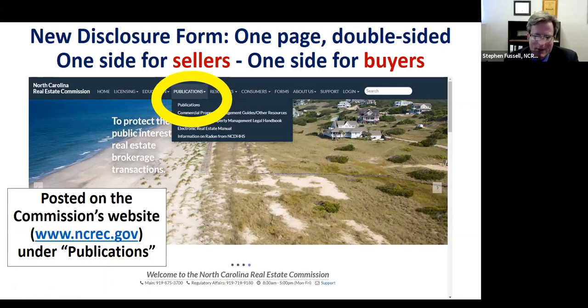You know, the key factor is that, as I mentioned, there are 2 pages. One page is for sellers, one page for buyers. So when you're reviewing the form with a potential client, you've only got to review one side of the form.